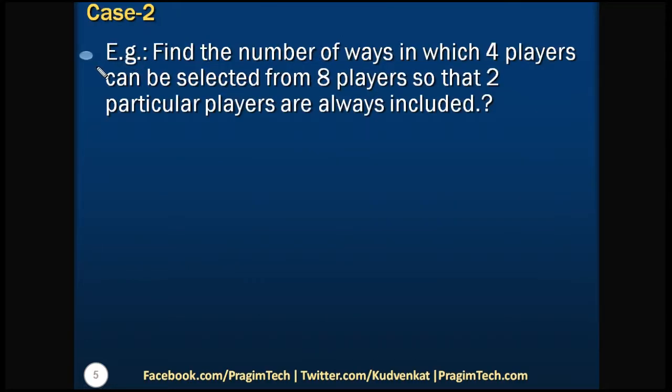Let us solve one question in order to understand one more different scenario. Here, find the number of ways in which 4 players can be selected from 8 players so that 2 particular players are always included. Without any condition, the selection of 4 players out of 8 players is given by 8C4 according to the definition of combination. But here the condition is that 2 particular players are always included. That means now the selection is for 4 minus 2, that is, only 2 players we have to select.